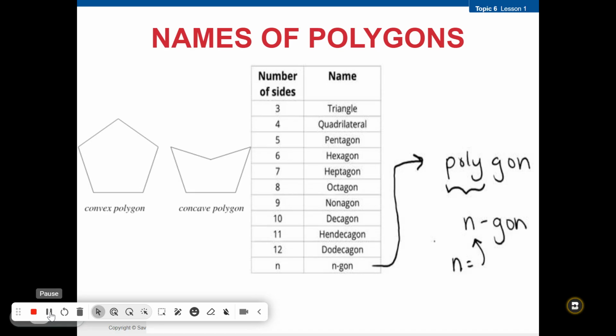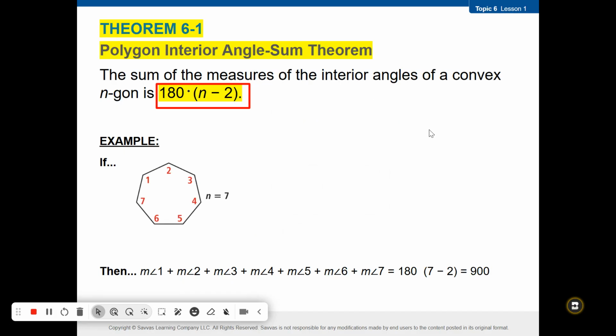Okay, so let's move on. We're going to skip this. This is just a bit much. We're going to go straight into this. I want you to either write this in your book or on the back of your foldable. This is part of your missing information, okay? So the polygon interior angle sum theorem. The sum of the measures of the interior angles of a convex n-gon, so that could be any amount of sides, is 180 times n minus 2.